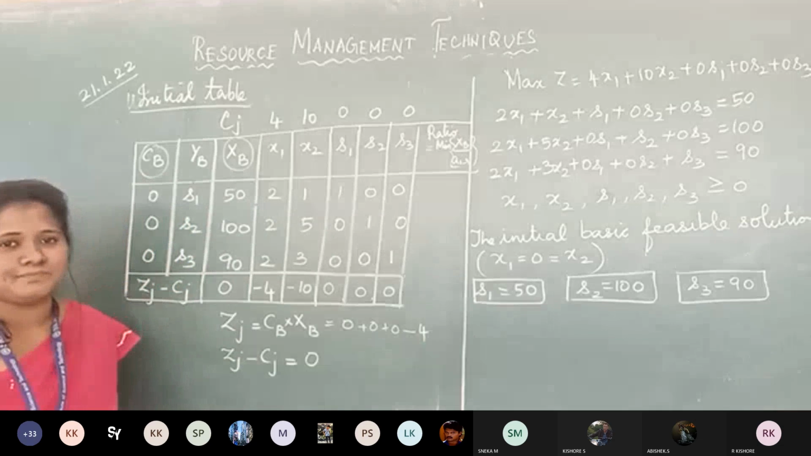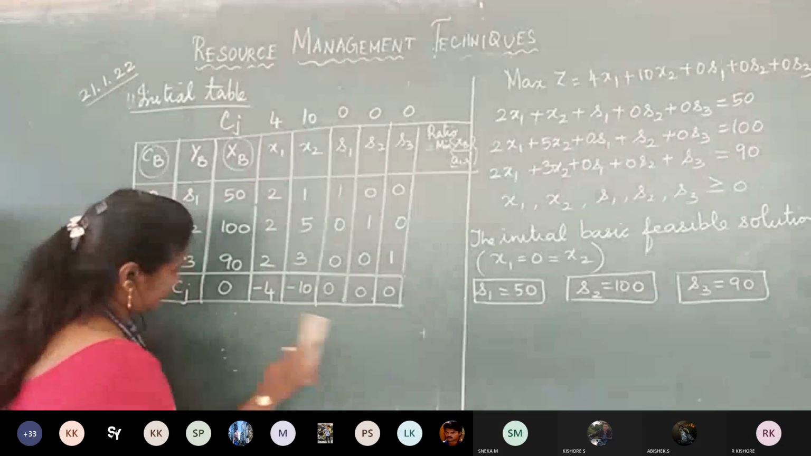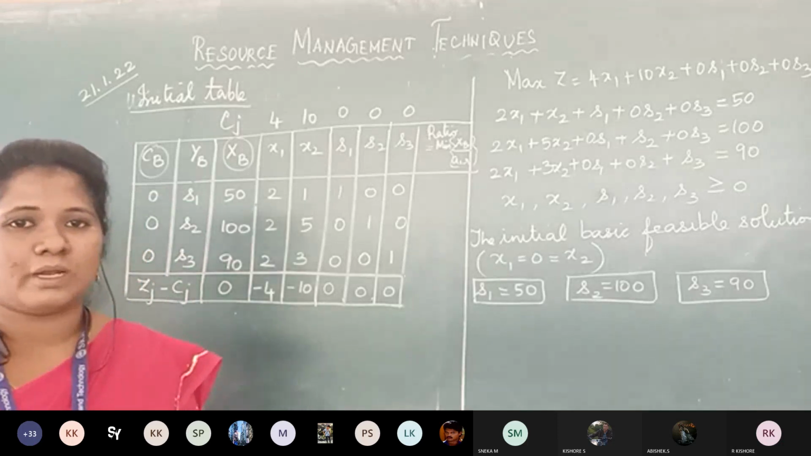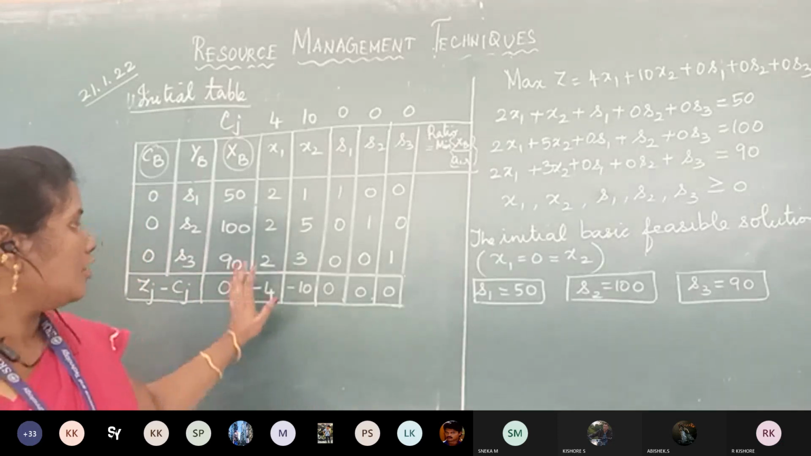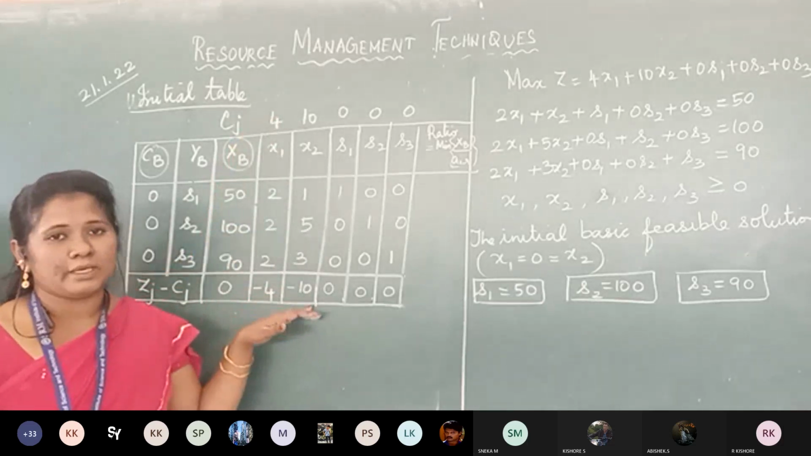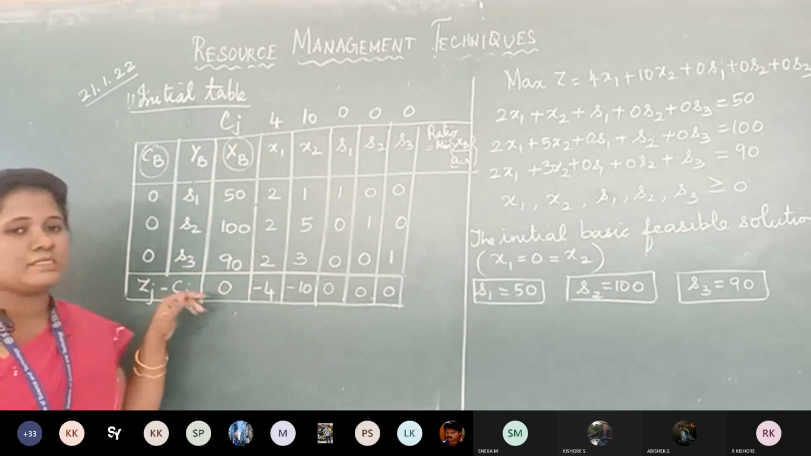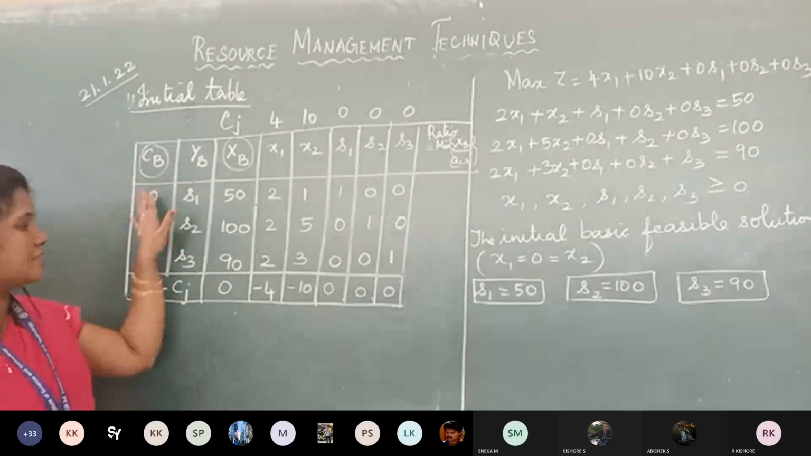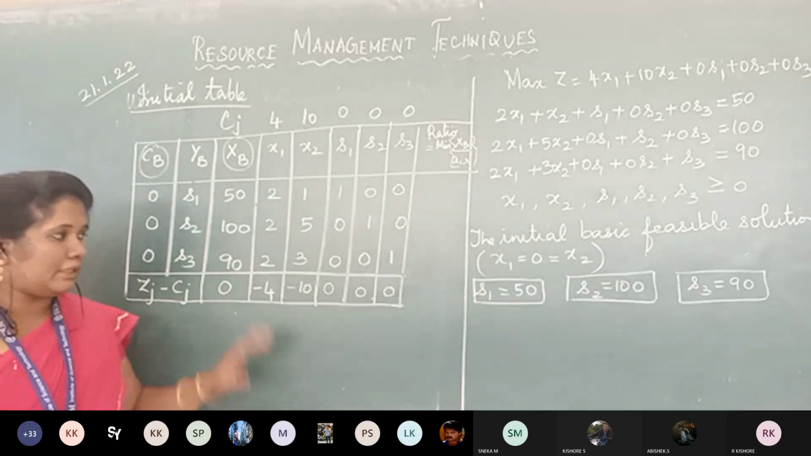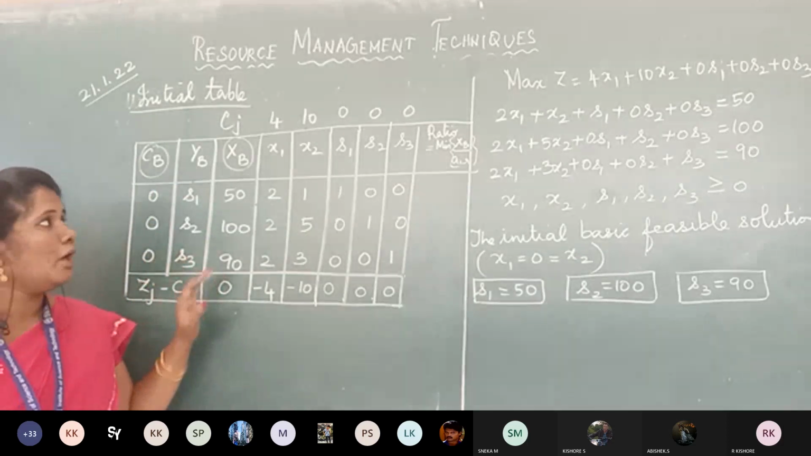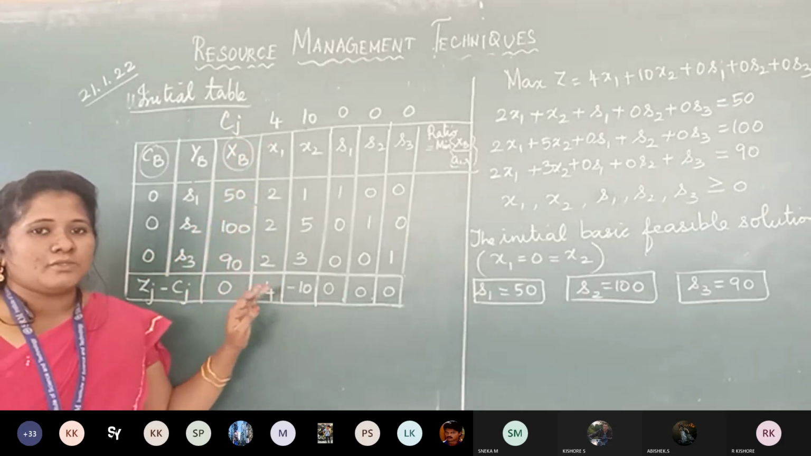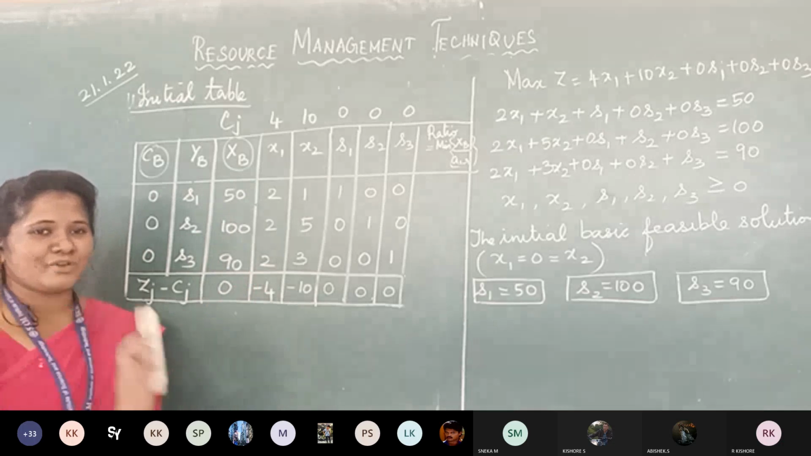Yes or no? Yes, ma'am. When we do more problems, you will understand. This is your initial table. Or directly what you can do is write your objective function coefficients with a negative sign, because it is minus Cj. Always your Zj for the slack variables will be 0 only, for your initial table. You can directly write it with the negative sign. So this is your initial table.